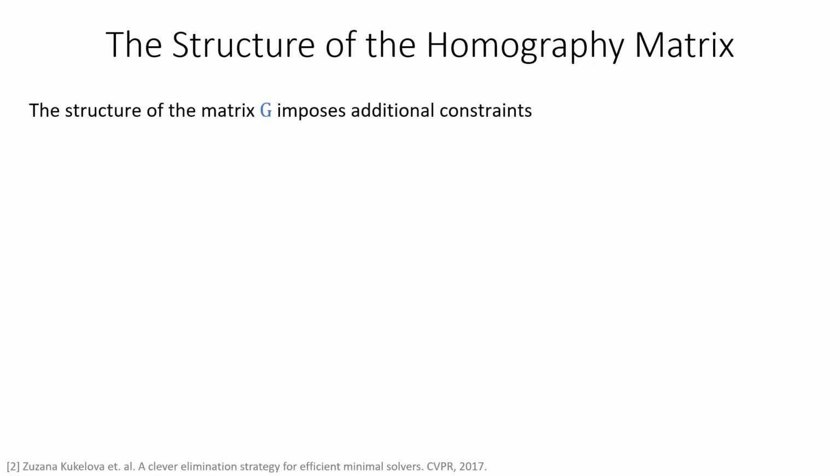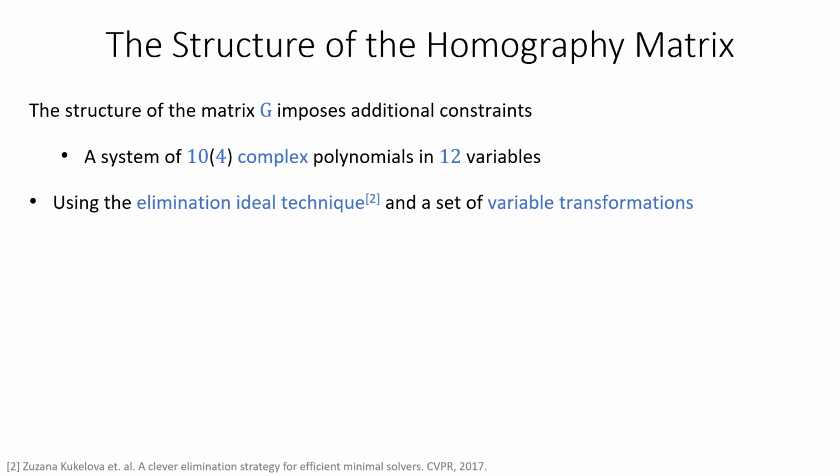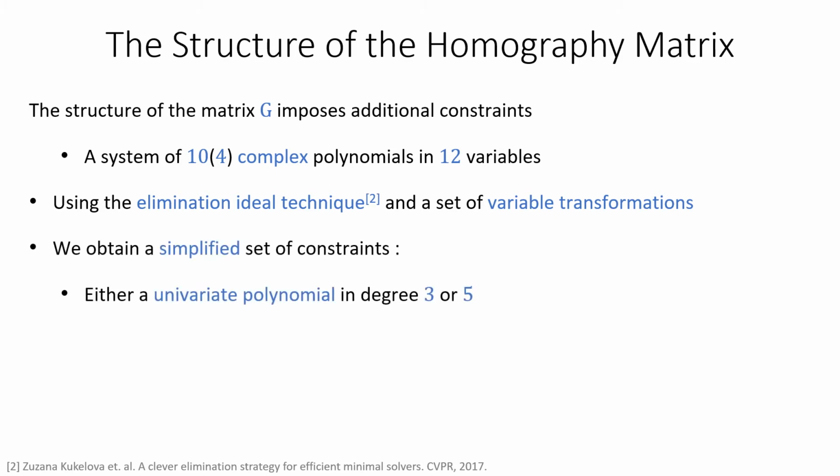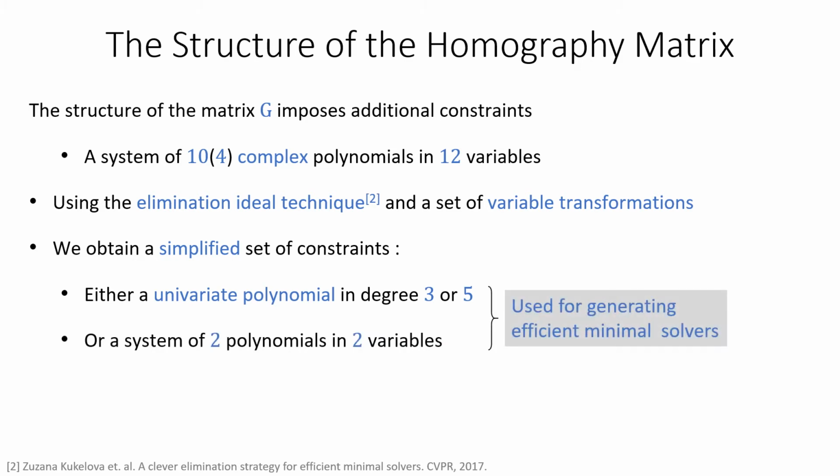The structure of the semi-generalized homography matrix G imposes additional polynomial constraints on G and M. It is quite a complex system consisting of 10 or 4 polynomials in 12 variables. Hence, employing the technique of elimination ideals and a variable transformation, the system can be simplified by combining this with the linear semi-generalized homography constraints that we saw previously. Thus, we end up with either a univariate polynomial of degree 3 or 5 or a system of polynomials in 2 variables. Such a simple polynomial system helps us to derive extremely efficient minimal solvers.